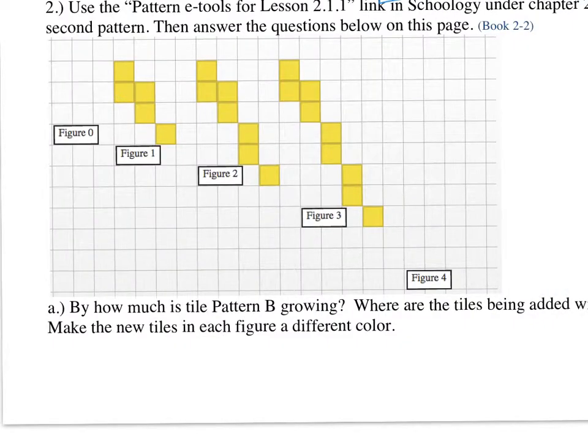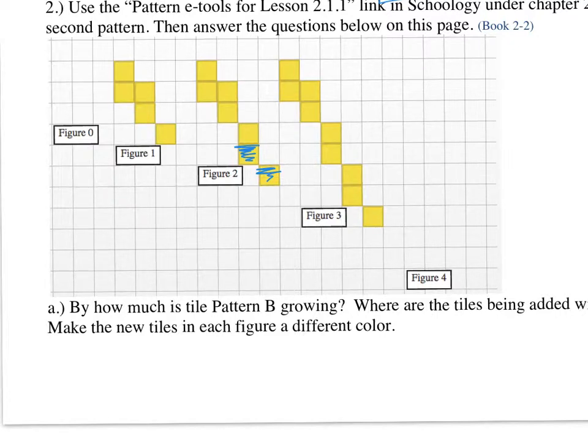Alright, number 2, we're going to take a look at another tile pattern, and we want to start by looking to see how it is growing. So I'm going to kind of mark up my picture here. From figure 1 to figure 2, they are adding 2 tiles. One in the far right column, and then they're adding another column.